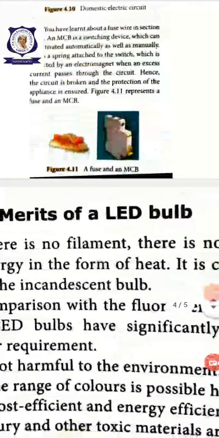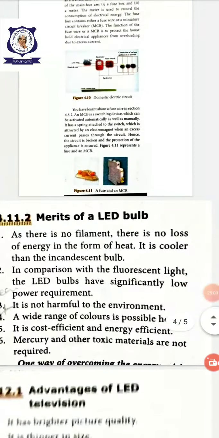See here, the merits of LED bulbs. As there is no filament, there is no loss of energy in the form of heat. Already I told you, while you are using the filament, only 5% of energy is converted to light; the remaining 95% of electric energy is wasted as heat energy. So it may cause global warming. Already we have studied, no? So, to avoid this, we are using LED bulbs.